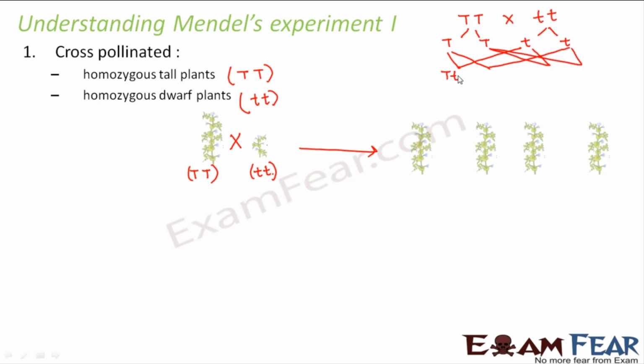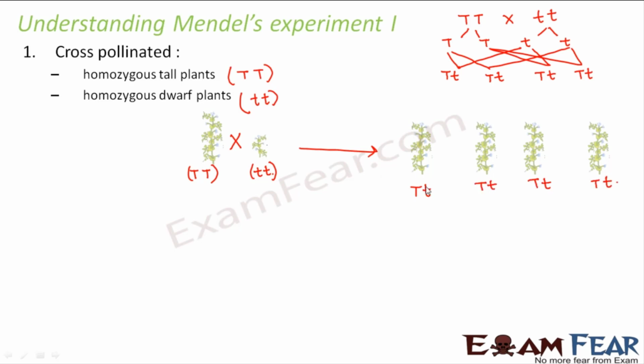So this will give you capital T, small t. This will also give you capital T, small t. This will also give you the same, and this will also give you the same. So if you see, all of them are heterozygous, but all of them have got capital T, which is the dominant trait, and that is why each one of these plants is tall.